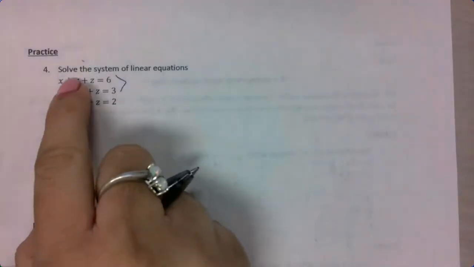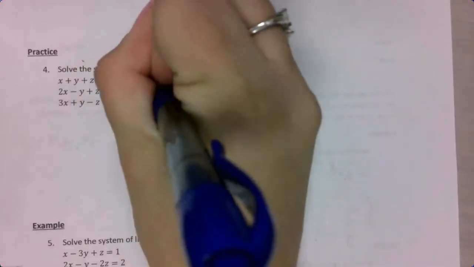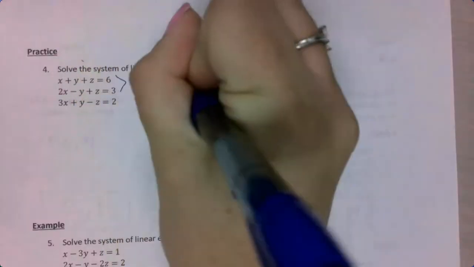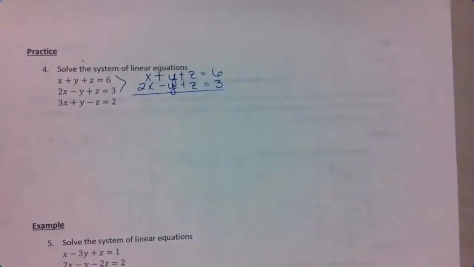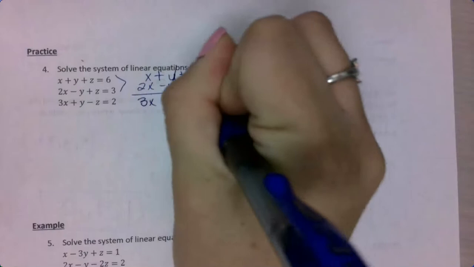So this one is the same idea. I want to go ahead and get rid of some variables. I am going to combine the first 2 equations together to cancel out that y because I see that they have the same coefficient, opposite signs. So I'm going to do x plus y plus z, I'm just rewriting for now, equals 6. And then I have 2x minus y plus z equals 3. If I combine these two together, adding down, that gives me 3x. The y's cancel out. Then I have 2z equals 9.